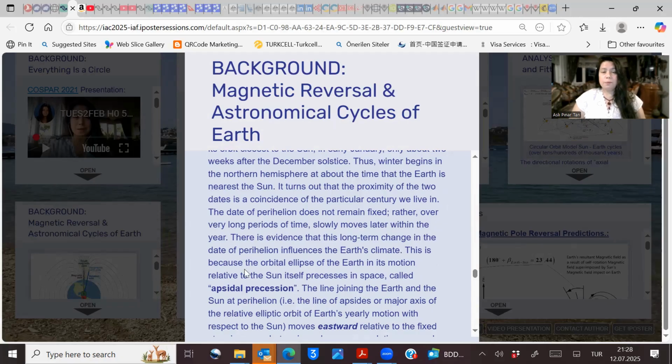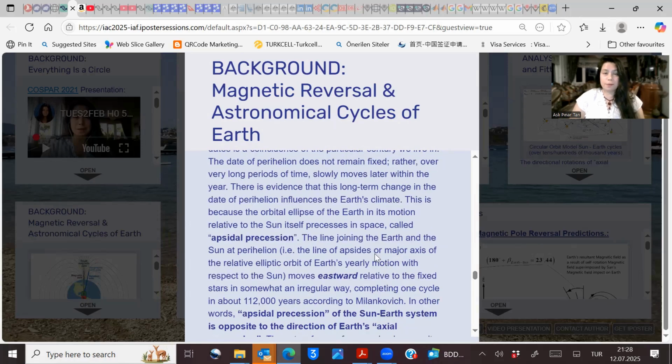This is because the orbital ellipse of the Earth in its motion relative to the Sun itself precesses in space, and this is called apsidal precession.